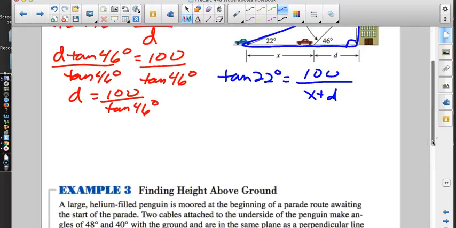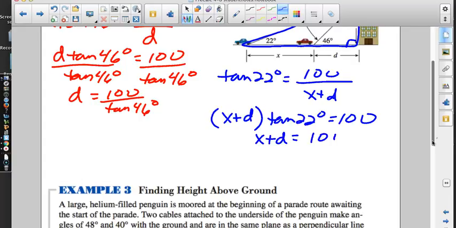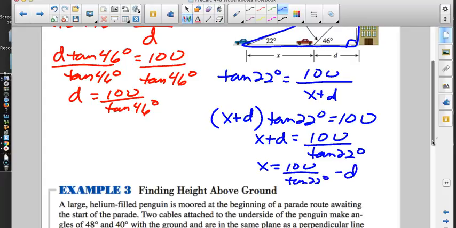Well, I'm going to get my variables where I can get at them. I've got to multiply both sides by X plus D. I don't want to distribute them if I don't have to, and I can move the tangent of 22 over to the other side just by dividing. Really close to getting X. I just have to subtract D. Don't we know what D is?